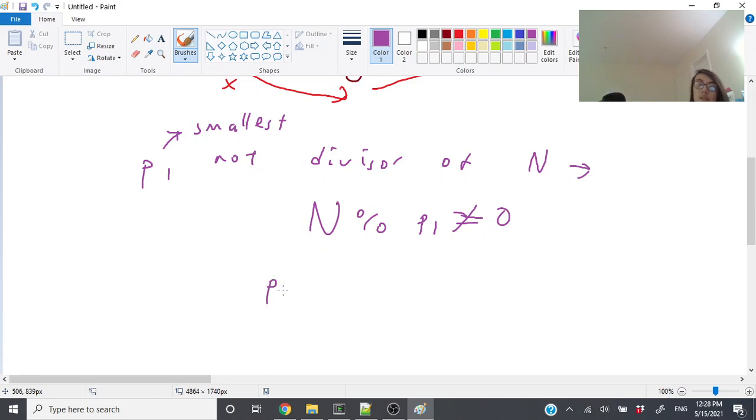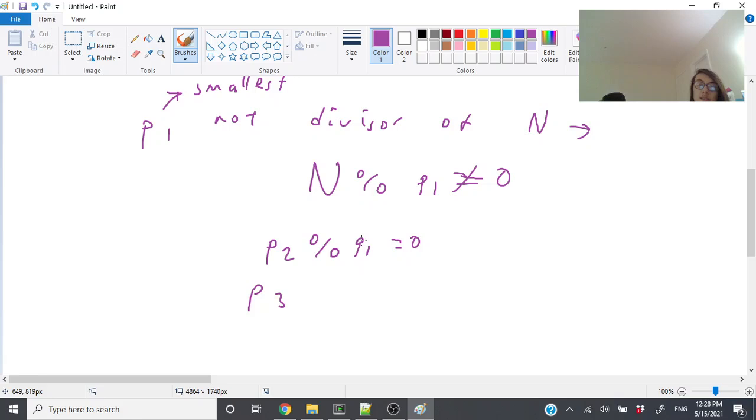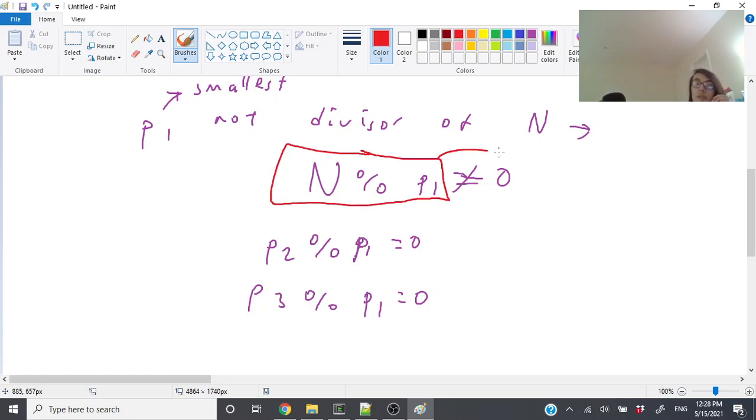I mean that, for example, p2 mod p1 is equal to 0, and p3 mod p1 is also equal to 0 because they're all multiples of p1. That's sort of the definition. Meaning that the later polygons will not change the value of n mod p1. Meaning that if the smallest polygon is not initially a divisor of n, then n will never become 0 because this quantity is always not 0. So there's always some remainder left over.